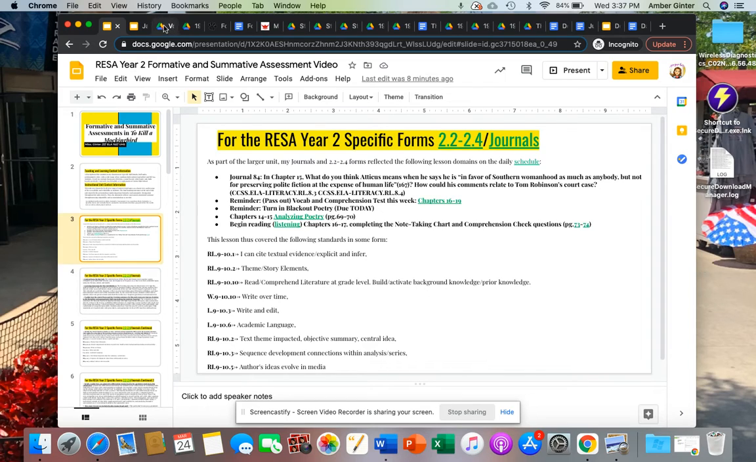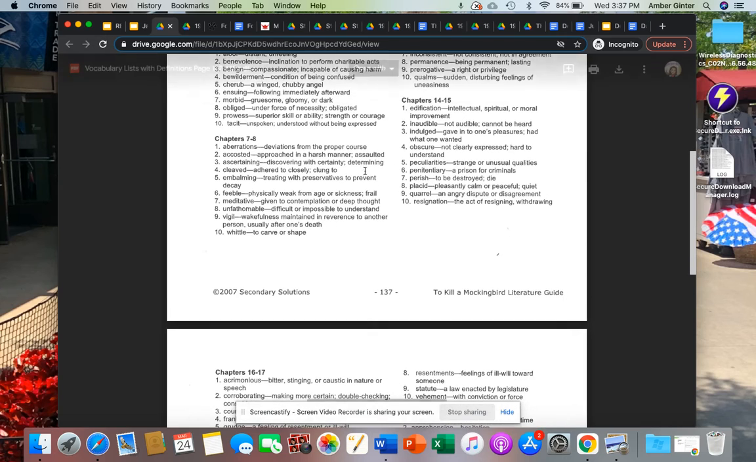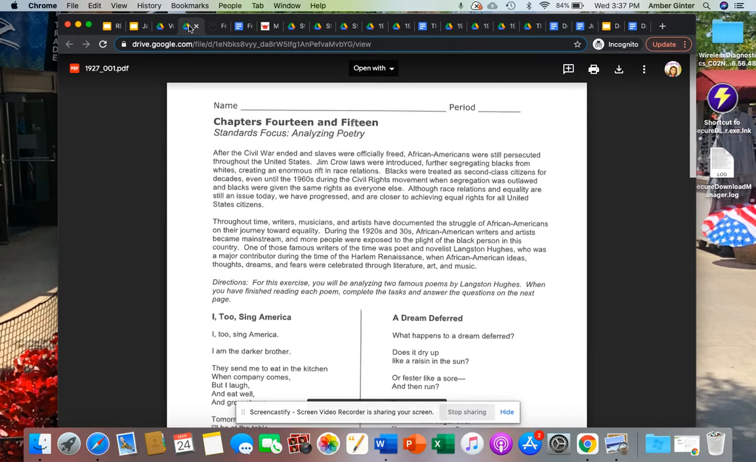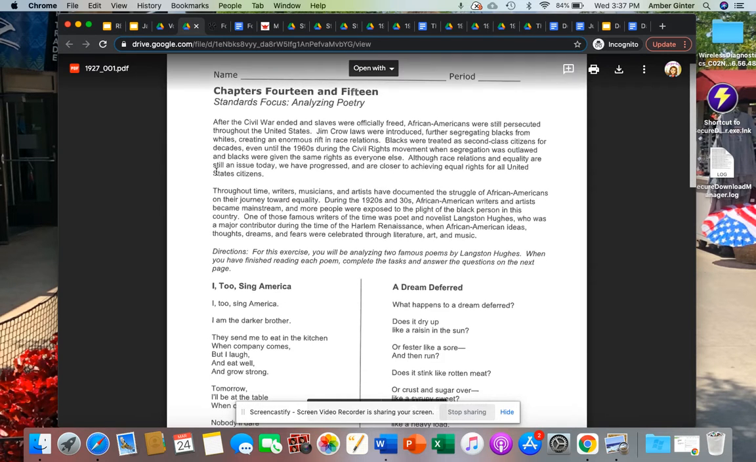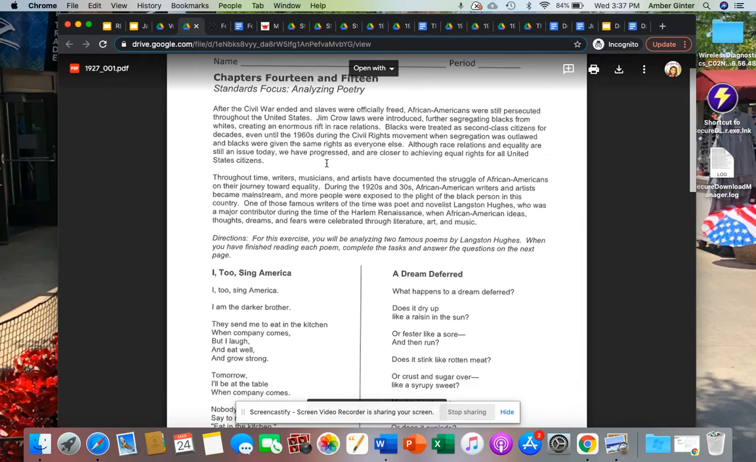Their vocab words came from the list here. It always gives them what they need, and then at the end of the week, they are assessed on those. They are given a fill in the blank without a word bank, and they are also quizzed on the chapters that we read for that week. And you can see that here, as well as the worksheet that we looked at that day for analyzing poetry.